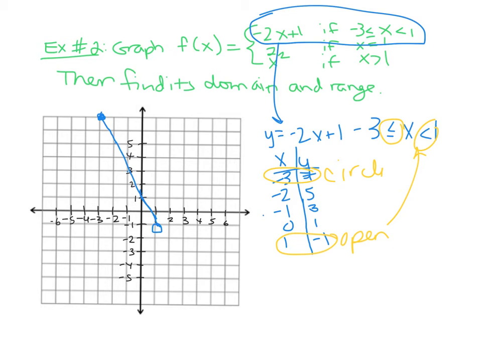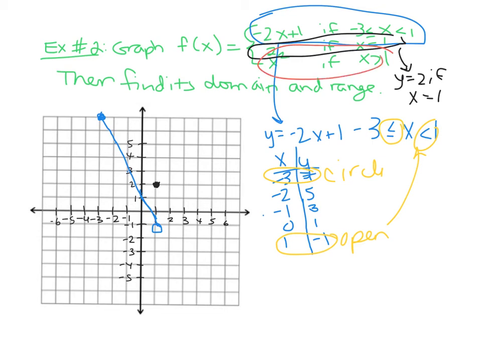Let's go ahead and look at the second part of this equation. This middle part is, sorry that it's a little bit messy, telling me that y equals 2, keep in mind all of these are y equals, if x equals 1. That's it. There's no line, there's no extra parts on the graph. So this is just telling me that the point 1, 2 is a part of my graph. So that's right there.